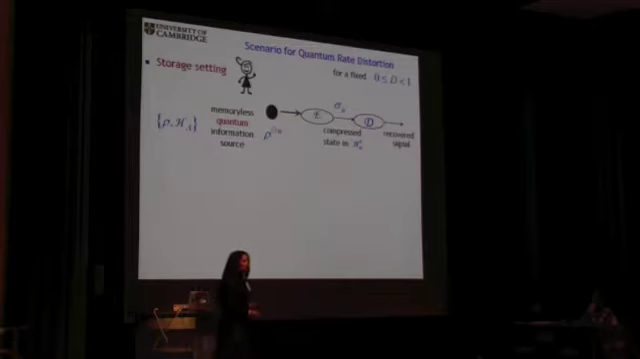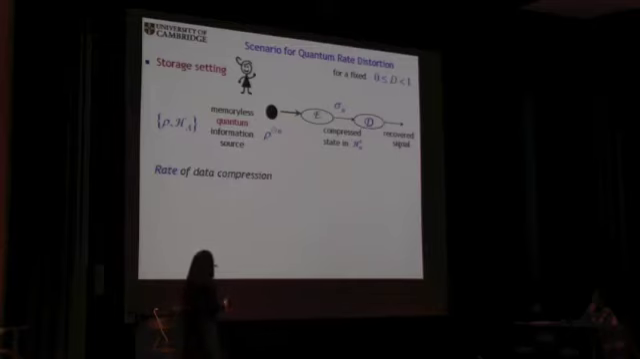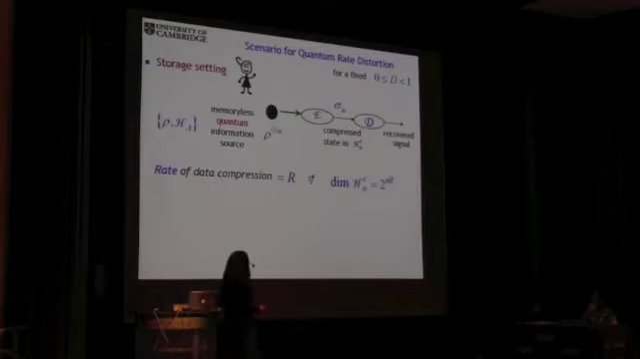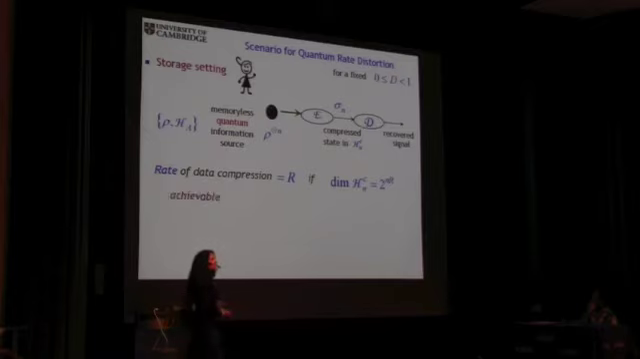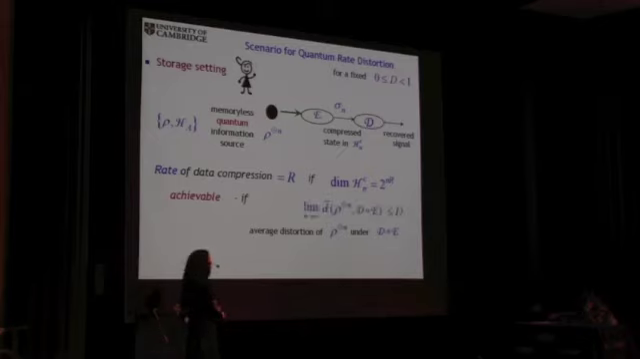For this compression-decompression scheme, the rate of the scheme is said to be R if, roughly speaking, the dimension of this compressed Hilbert space is 2^{nR}. Further, this rate is said to be achievable if the average distortion of the source state rho tensor n under the encoding followed by the decoding is less than or equal to d, in the limit n tending to infinity. So in the asymptotic limit, the average distortion is less than or equal to d.